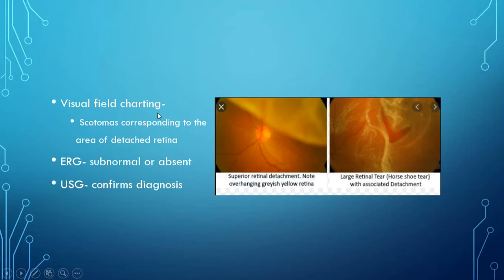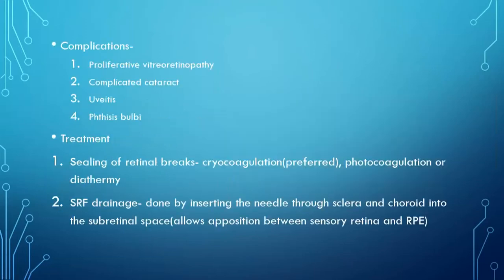Then visual field charting has to be done because they will complain of visual field loss. So what you see is they will complain of scotoma, which corresponds to the area of detached retina. And electroretinogram again will be subnormal or it will be completely absent. On ultrasonography, you can confirm the diagnosis of retinal detachment. It shows a typical picture of retinal detachment. Then there are various complications associated with it.